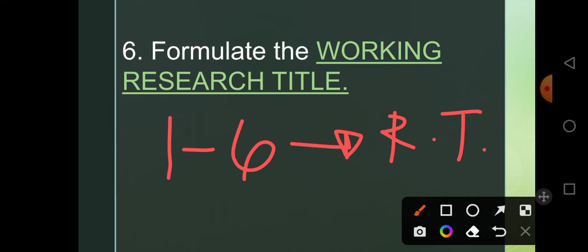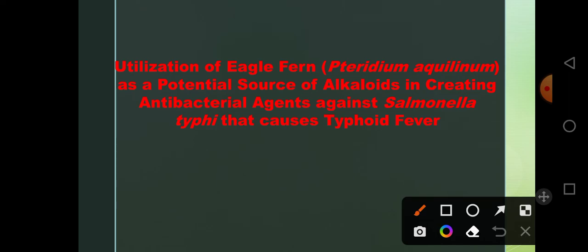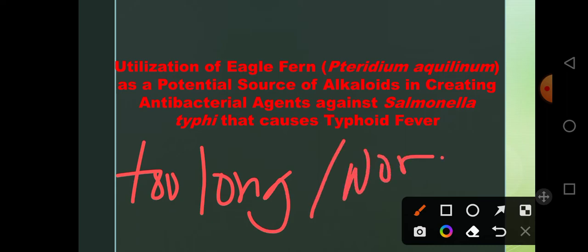However, class, let's try to analyze again our working research title. Okay? Our working research title is Utilization of Eagle Fern as a potential source of alkaloids in creating antibacterial agents against Salmonella typhi that causes typhoid fever. So, what can you notice, class? Okay? What can you criticize from this title? Is it too long? Is it too wordy? Okay. Obviously, class, we have here a research title that is considered to be too long and too wordy.